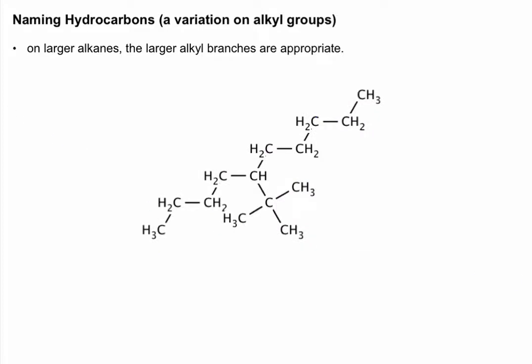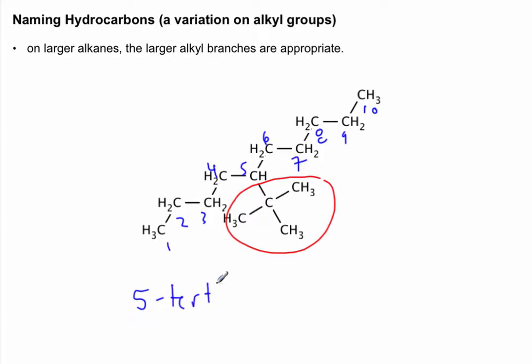Here's the last example. Again, there's my branch, and that is a tert-butyl branch, and I have a 1, 2, 3, 4, 5, 6, 7, 8, 9, 10 carbon parent molecule, so that it becomes 5-tert-butyldecane for 10 carbons on the parent molecule. So 5-tert-butyldecane.